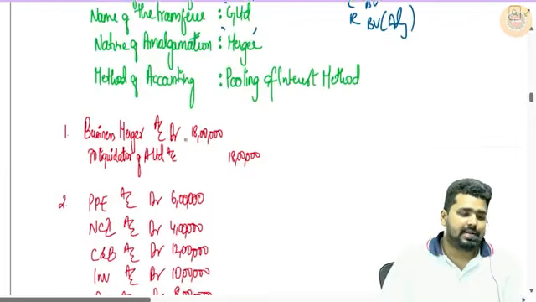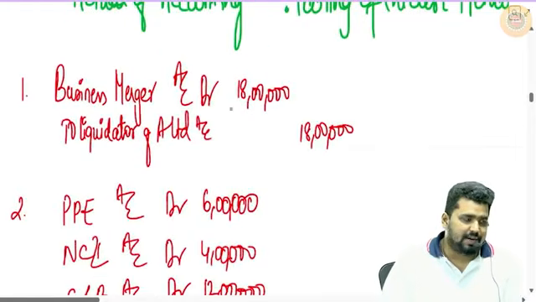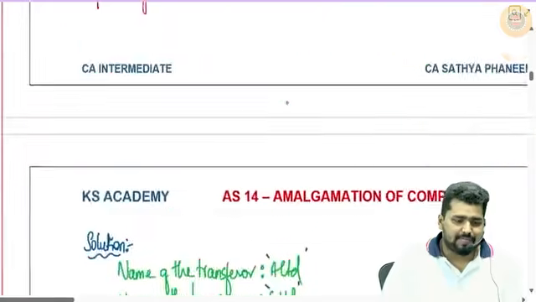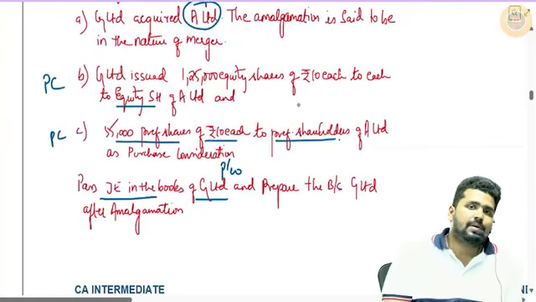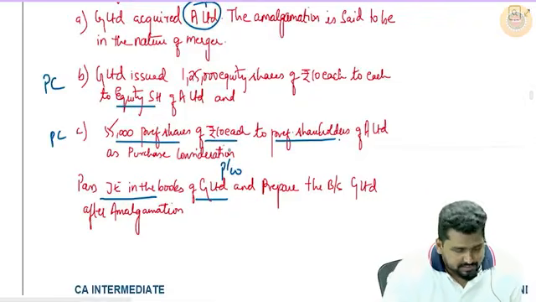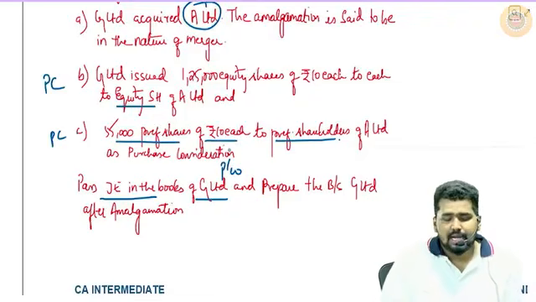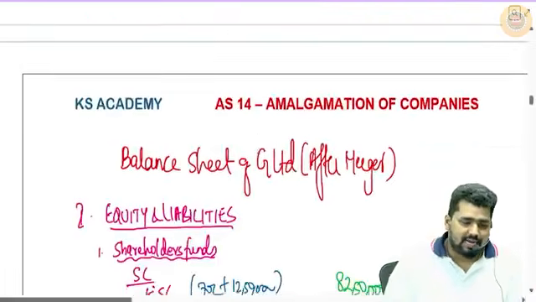Next, first entry: business merger account debit to liquidator of A Limited. With what do we have to debit and credit? With PC. How to find PC? What we pay to equity shareholders and preference shareholders is considered for PC. Whatever you pay to debenture holders and creditors is not considered for PC. So we will calculate PC here.